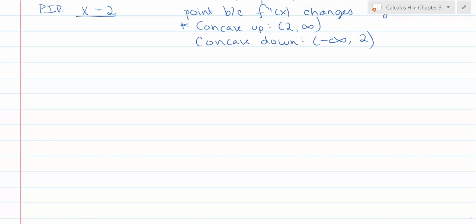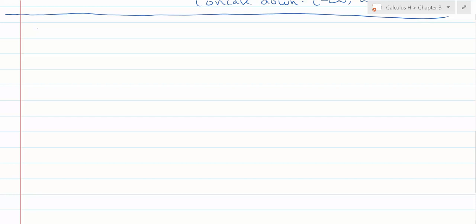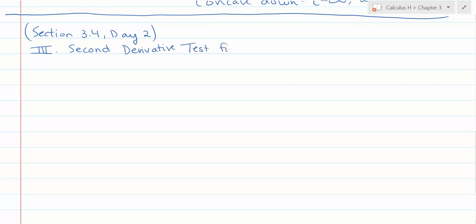Going to look at the second derivative test for extrema. So this is still section 3.4, but it'll be day 2. So continued on from yesterday. All right, so we're going to look at the second derivative test for extrema. Okay, so this is your relative max and min.